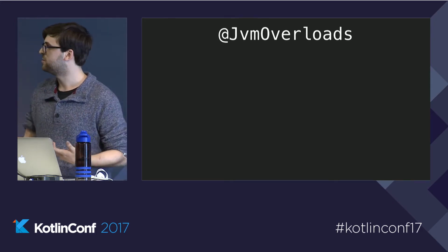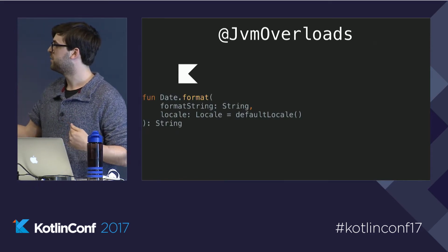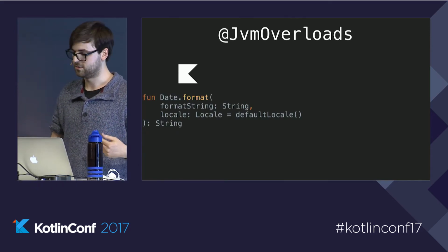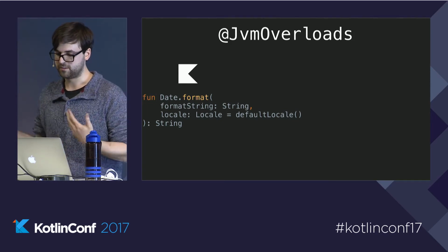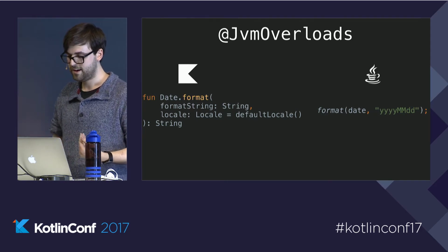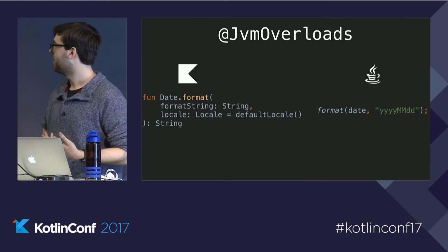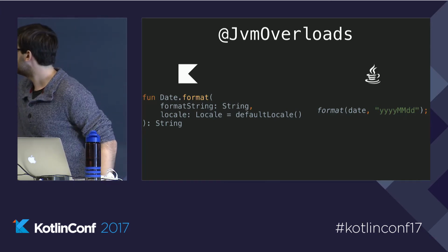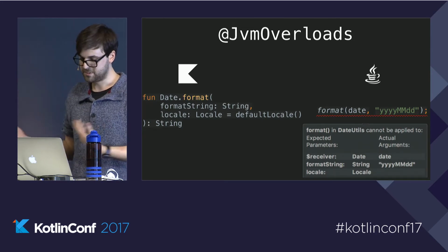Let's say you have this extension function on Date, and it formats a string. You take in a format string and optionally a locale, and it returns that formatted string. And then your Java consumer goes to call it. It calls it with the date, which is the receiver moved into the first parameter because this is Java, and it gives it a format string, but it wants to use the default locale. And they get a compiler error because it needs 3 arguments, and you've only passed it 2. So it's missing a locale.